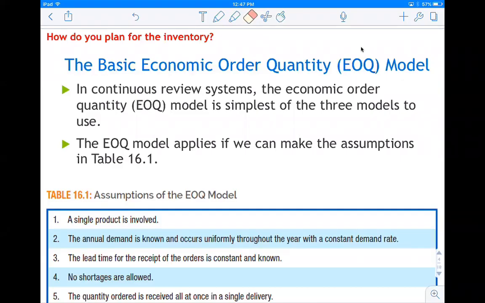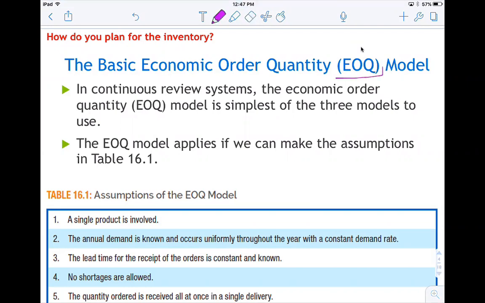Hello. In this video, we're going to talk about how we plan for the inventory needs a company might have in their planning horizons. One of the key, straightforward ways of handling inventory planning is called the economic order quantity model, the EOQ model. Chapter 16 does a great job talking about other models as well, but due to time limitations, we are going to focus only on EOQ models in this class.